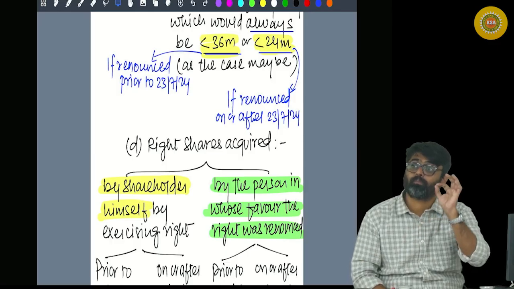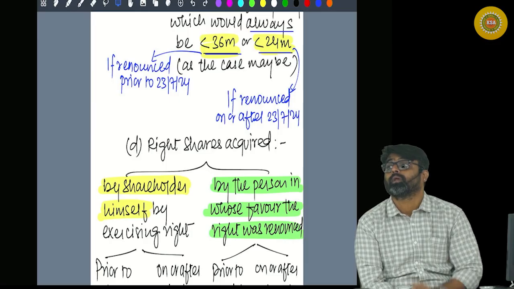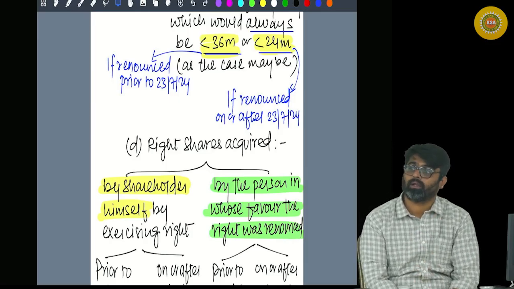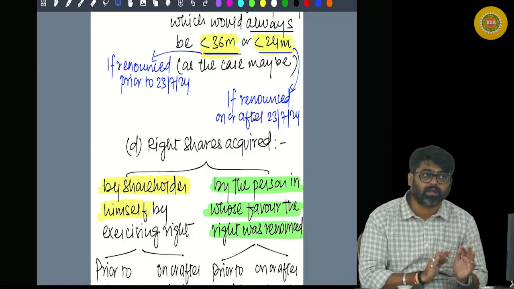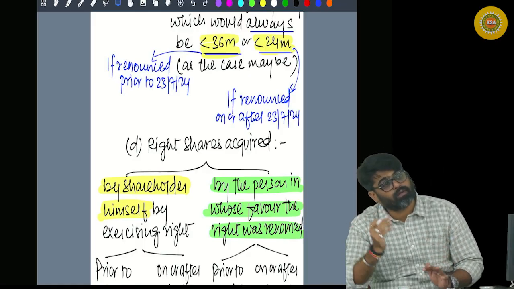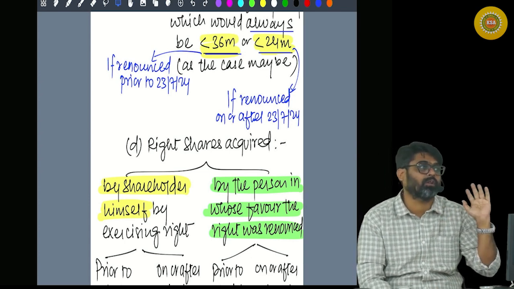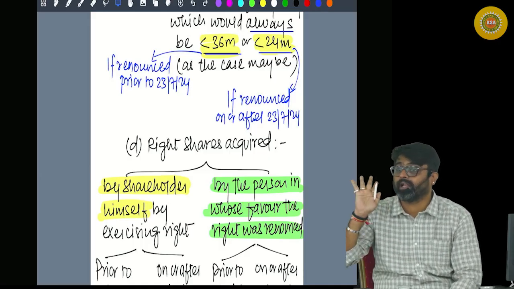Transfer made prior to 23rd July: 24 months, less than or equal to 24 months, short term. More than 24 months, long term, and then you will get indexation also. Cost you know. Now this cost you will index.